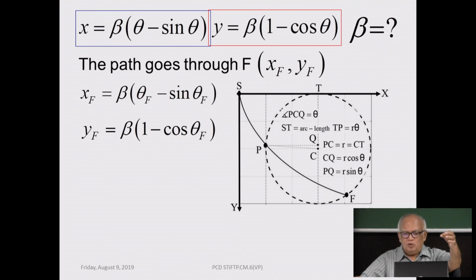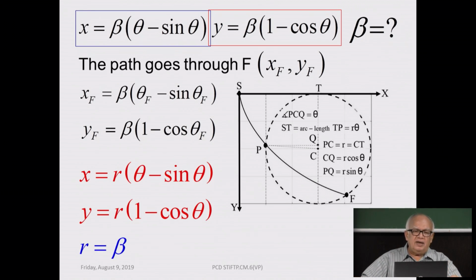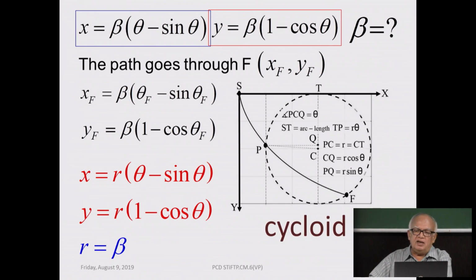So it has to go through the final point, and you can easily see that if you write this beta as the radius of a circle which is sitting over here, then you have an equation to a cycloid. So it's a matter of straightforward trigonometry and geometry. I will leave that as an exercise, but you see that the resulting equation that you get is an equation to a cycloid.